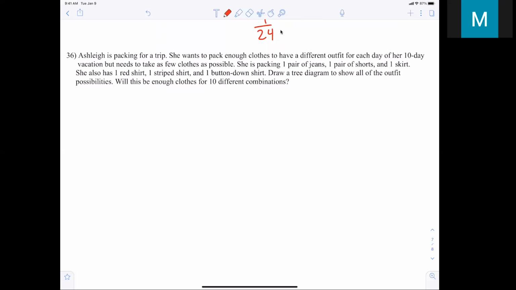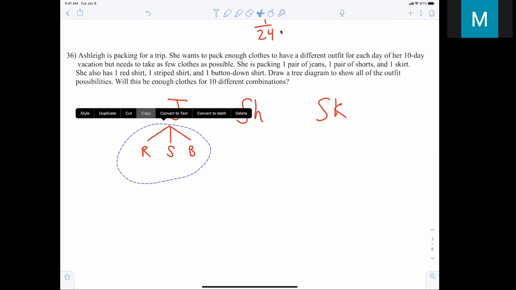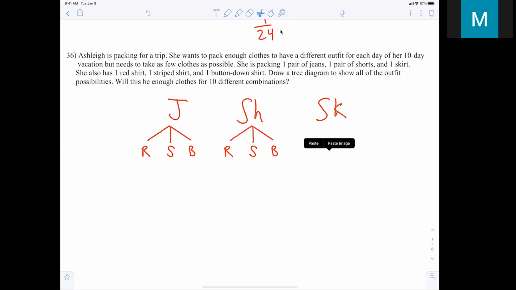So again, at the top, J for jeans, S, H for shorts, and SK for skirt. And then how many shirts does she have? 3 shirts also, right? So 1, 2, 3. Red, striped, button. So here we go. Copy, paste, copy, paste.